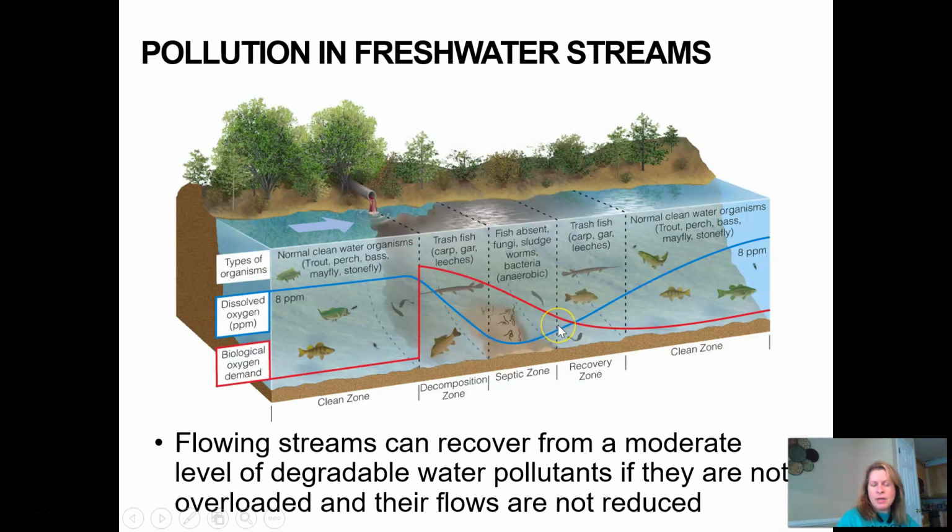As you keep going down the river, as that waste flows down the river and the microbes break down that waste, you'll see dissolved oxygen levels start to recover. Not only because the microbes are breaking down the waste, but we're also seeing a dilution of the waste with the rest of the water in the river. So the dissolved oxygen levels will recover, and then we'll see that biochemical oxygen demand start to go down.